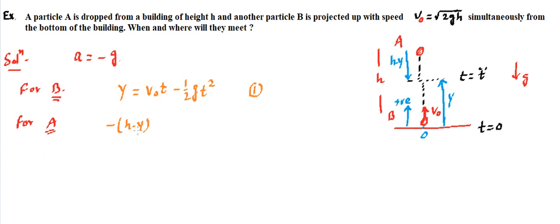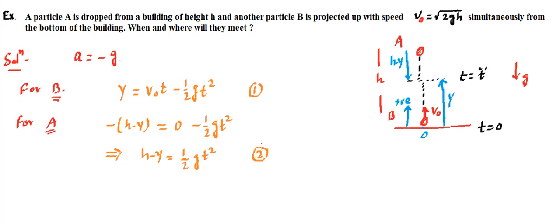Be careful what I'm writing, and this is the sign convention we are following. And its initial velocity was 0, so we are going to write 0. A is a negative, so we are going to write minus half gt square. Is it making sense? So that's going to be equation number 2. We can multiply both sides with a minus sign, so we can rewrite it as h minus y is equal to half gt square. So that will become equation number 2.